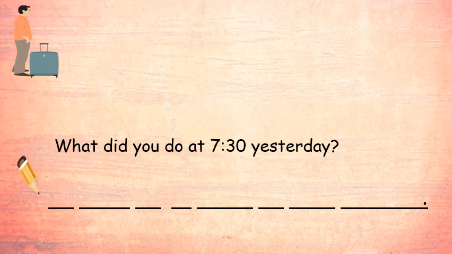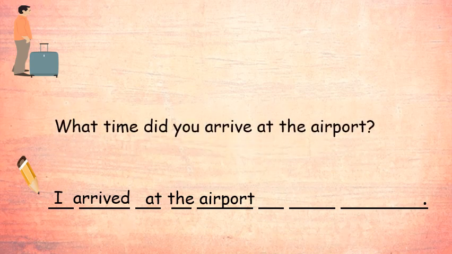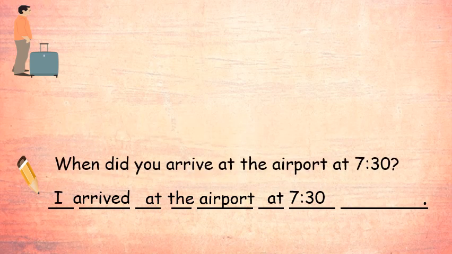What did you do at 7:30 yesterday? Write the answer. I arrived. Where did you arrive at 7:30 yesterday? I arrived at the airport. What time did you arrive at the airport? I arrived at the airport at 7:30. When did you arrive at the airport at 7:30? I arrived at the airport at 7:30 yesterday.